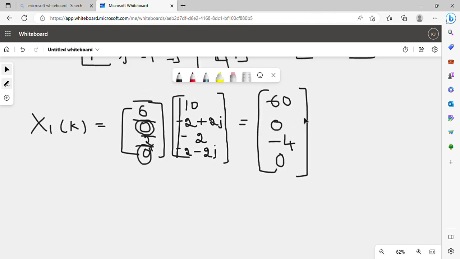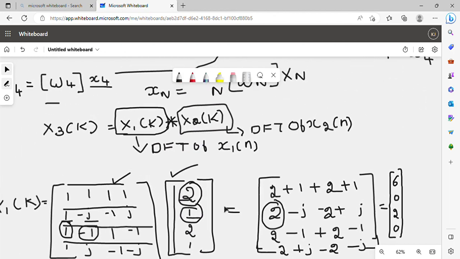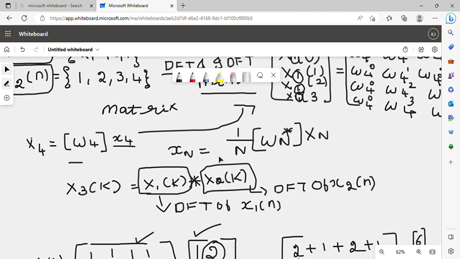This is my x3 of k now. Okay, so now I need my IDFT. So what is my IDFT? I have written the formula for IDFT, wherein x of n is equal to 1 by n into omega n star into x of n. Omega n star in the sense it is the opposite of the DFT matrix. The omega 4 matrix is somewhat different from the DFT matrix; it is different for the IDFT matrix. That is why we have given omega n star.